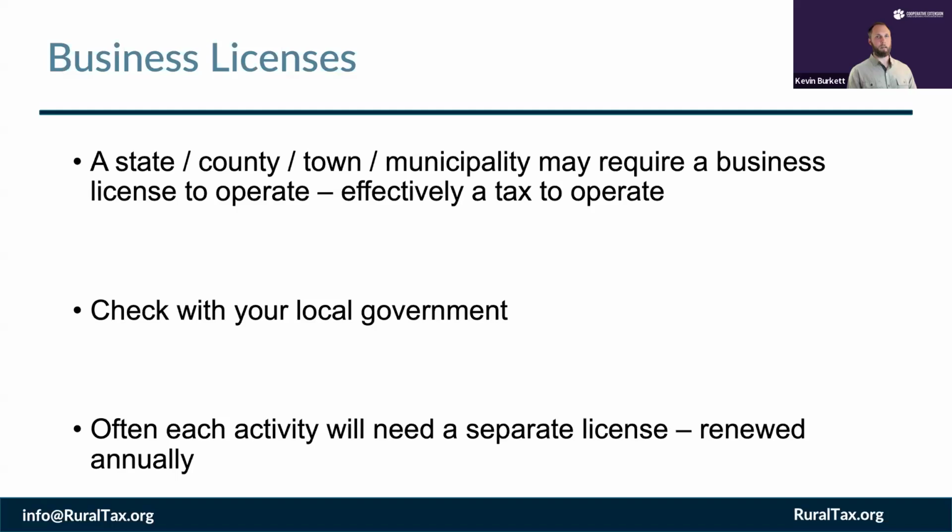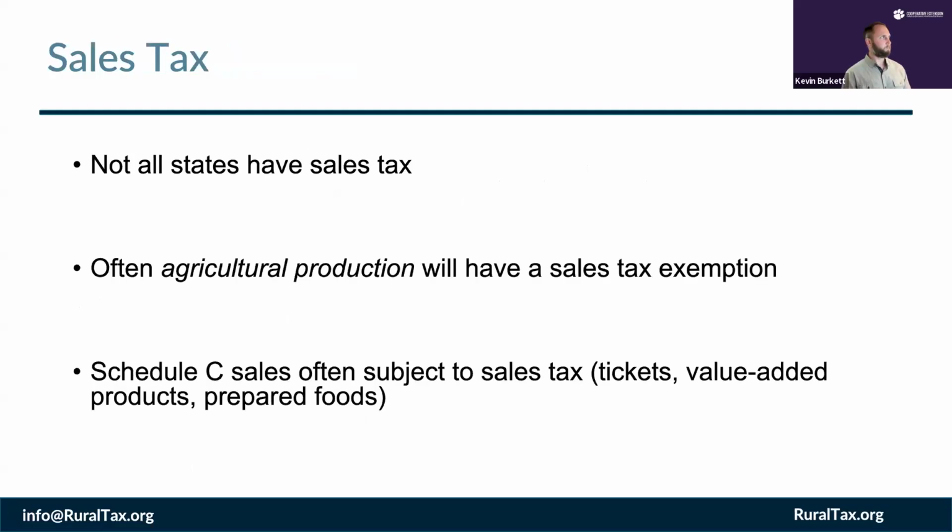Often though, each of those activities will need a separate license. So if we had agritourism activities, they're going to need a separate business license versus our farming and our agricultural production activities. Typically, these are going to be renewed on an annual basis. I haven't heard of any that are really high. Typically it might be $150 a year or something like that. But in essence, it's almost a tax for you to operate within that locality.